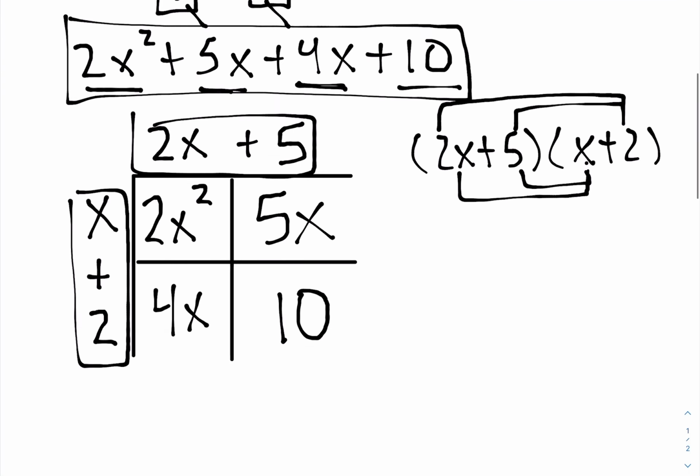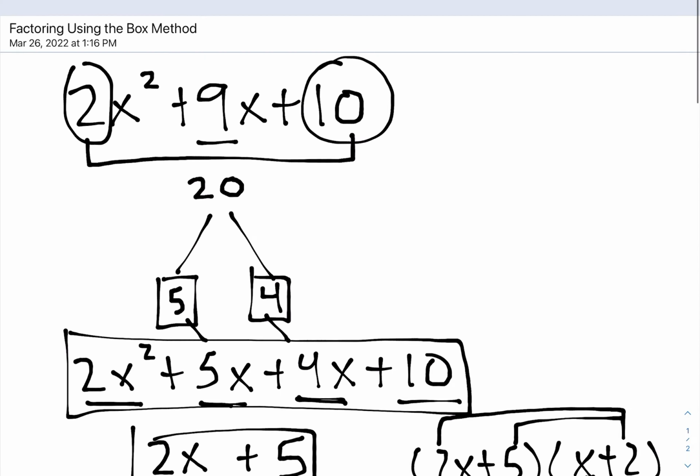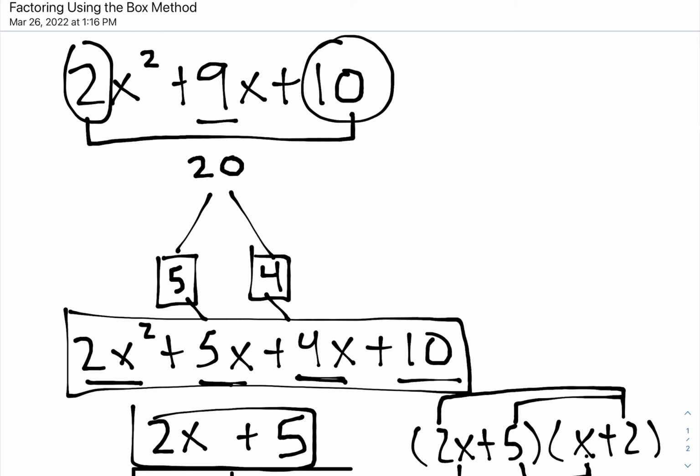Then this is where we set up our box. The top left and the bottom right stay the same, and then we put the 5x and 4x in the top right and bottom left. Then we just took out our greatest common factors, and we got our two brackets. So that's how you factor using the box method. It's very similar to factoring by grouping, just a different visual element that some people appreciate.